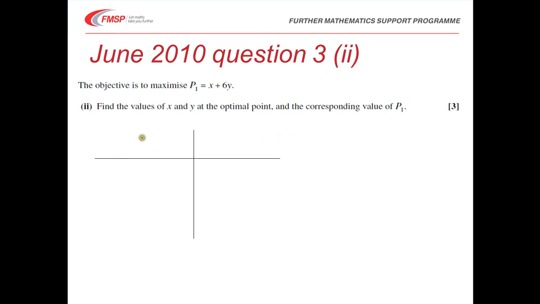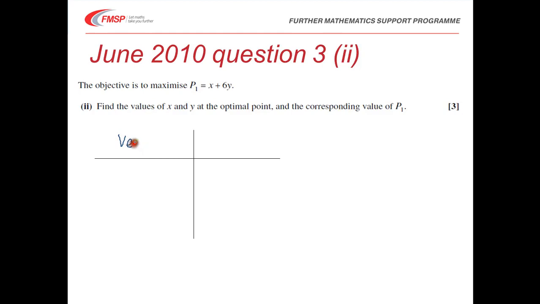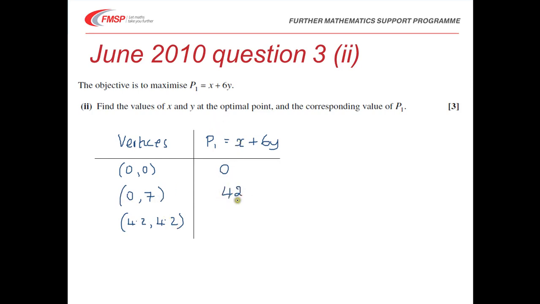So if we go back and just check on our graph, we have this point (0, 0), and we have this point which is (4.2, 4.2), and then we have this point here which is (0, 7). So if we put those in, so that we have the vertices, and then we have our objective function x plus 6y, and the vertex (0, 0) is really not appropriate in this case because it's just 0, so we had the vertex (0, 7) and the vertex (4.2, 4.2). So working out the value of that function, it's going to be 42 there, and it's going to be 4.2 plus 6 lots of 4.2, which is 29.4.